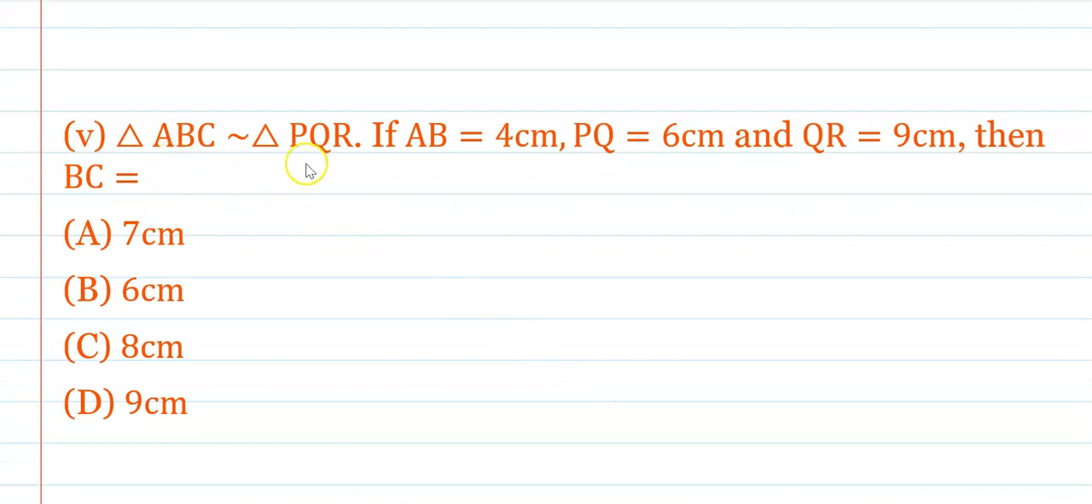Triangle ABC is similar to triangle PQR. AB is 4 centimeter, PQ is 6 centimeter, QR is equal to 9 centimeter. Then find BC. The two triangles are similar. Therefore, their corresponding sides are in proportion. AB is similar to PQR means what? AB upon PQ is equal to BC upon QR.